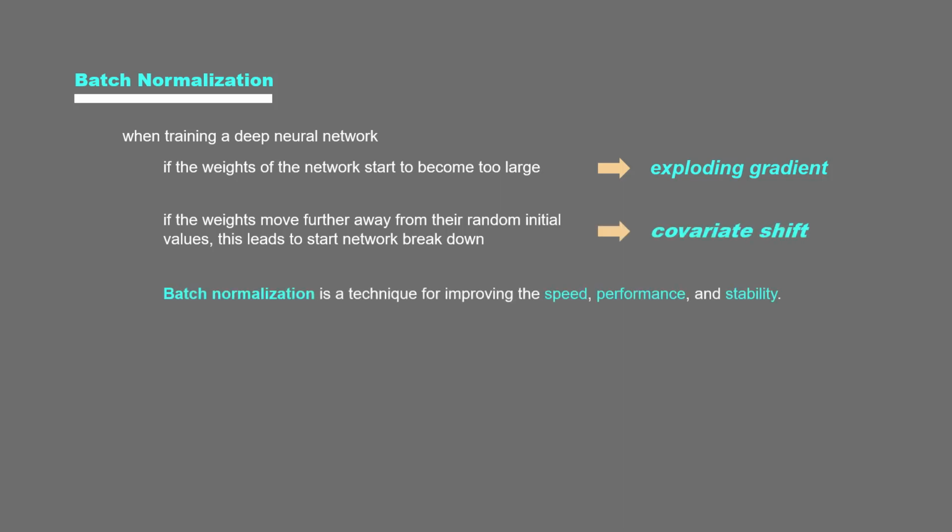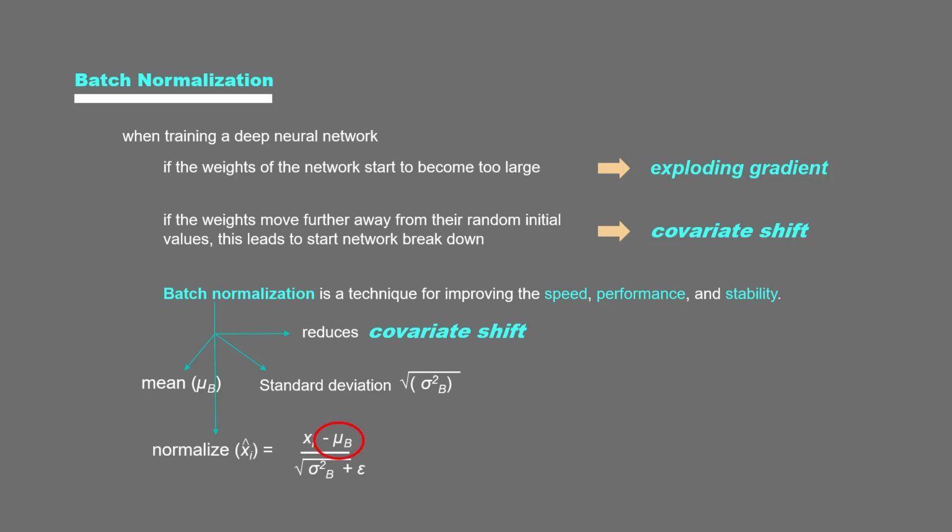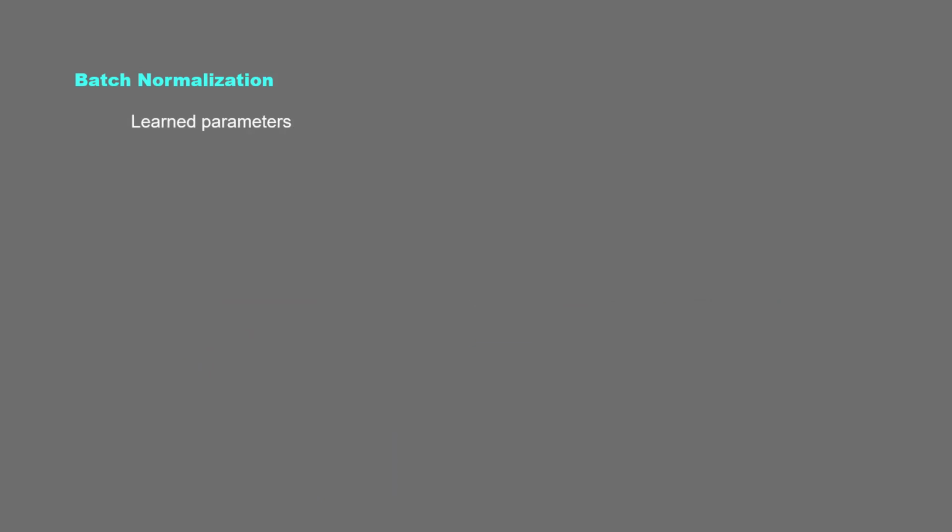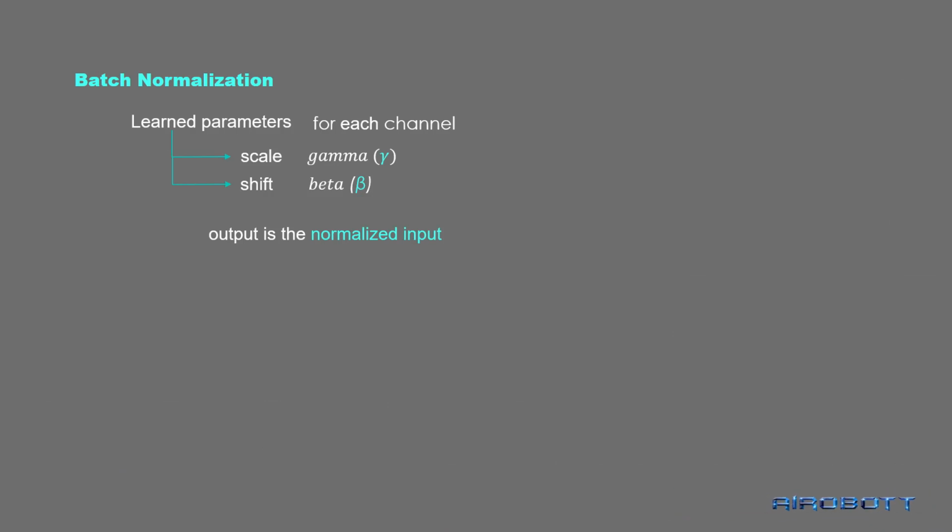Batch normalization is a technique for improving the speed, performance, and stability of neural networks. It is a solution that drastically reduces the covariate shift problem. A batch normalization layer calculates the mean and standard deviation of each of its input channels across the batch and normalizes by subtracting the mean and dividing by the standard deviation. There are two learned parameters for each channel, the scale, that is gamma, and the shift, that is beta. The output is simply the normalized input, scaled by gamma and shifted by beta.